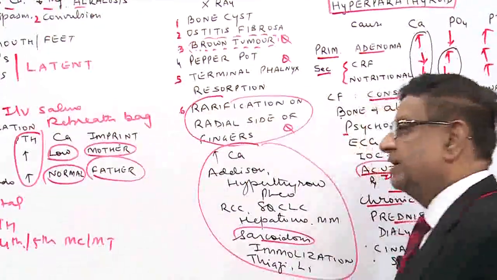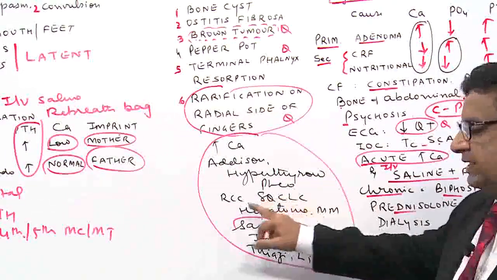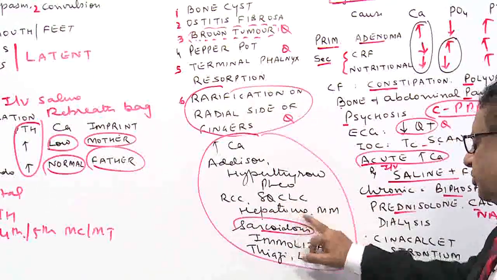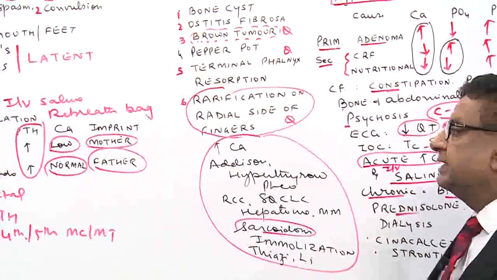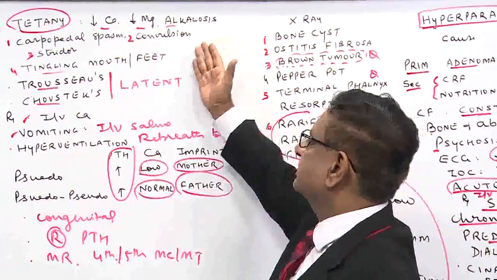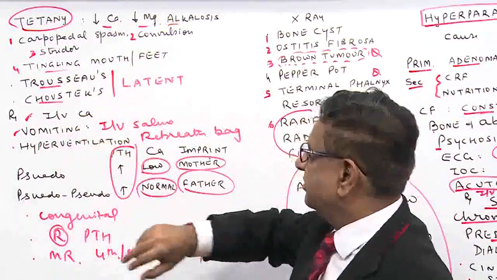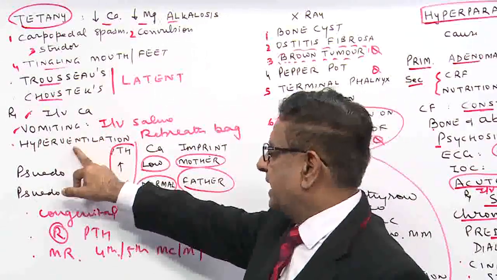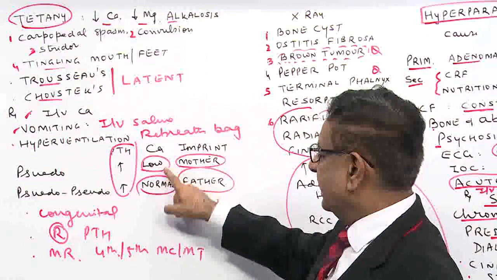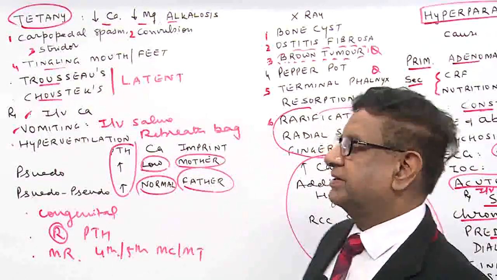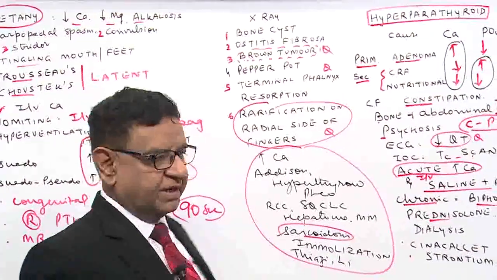Other causes of hypercalcemia: Addison disease, hyperthyroidism and pheochromocytoma. In cancer: renal cell carcinoma, squamous cell lung cancer, hepatoma, multiple myeloma, sarcoidosis, prolonged immobilization, and thiazide and lithium. Tetany occurs due to low calcium, low magnesium, alkalosis. Carpopedal spasm, convulsion, stridor, tingling. Latent tetany: Trousseau, Chvostek. Treatment: IV calcium; vomiting, saline; hyperventilation, rebreathe from same bag. In pseudo and pseudopseudo both, PTH high; low calcium, normal calcium; imprinting mother and father. So friends, it took me only 90 seconds to revise the whole parathyroid.